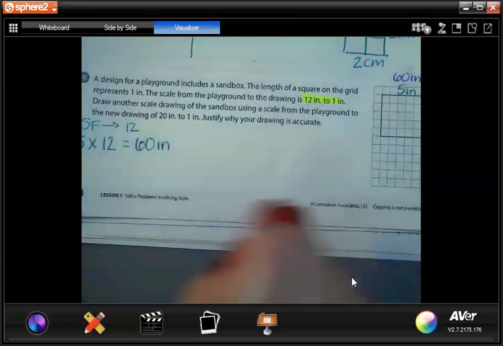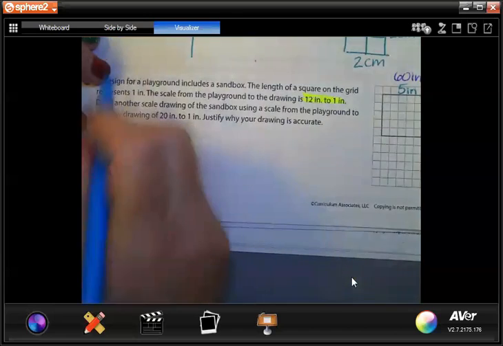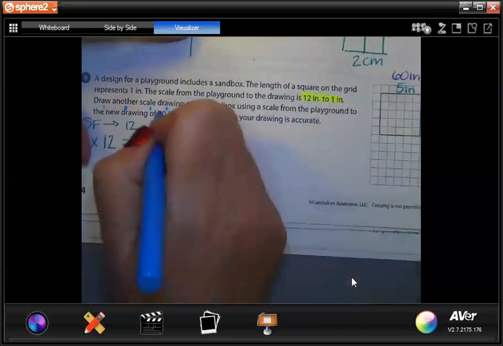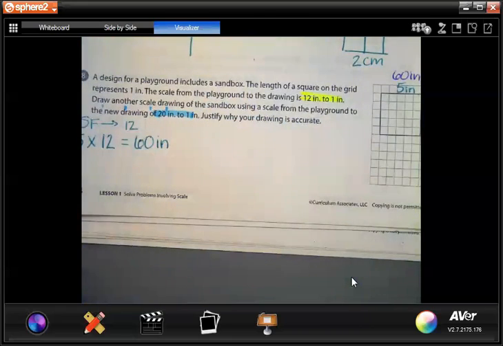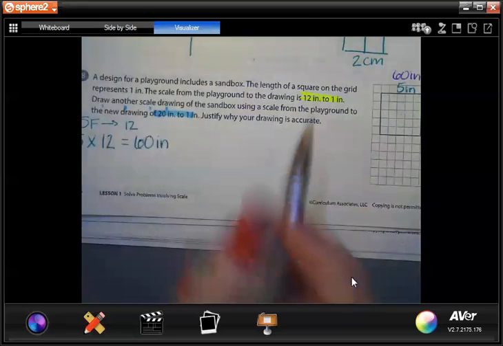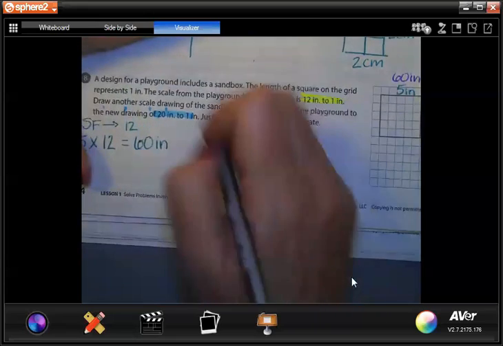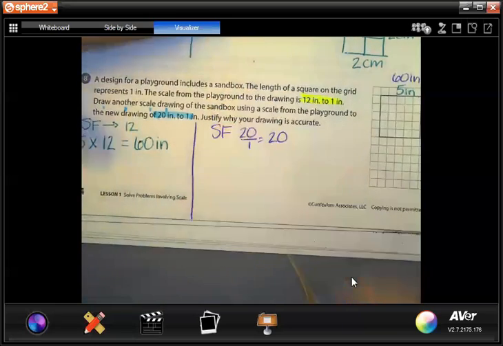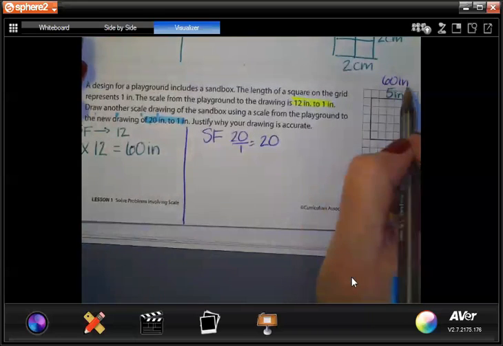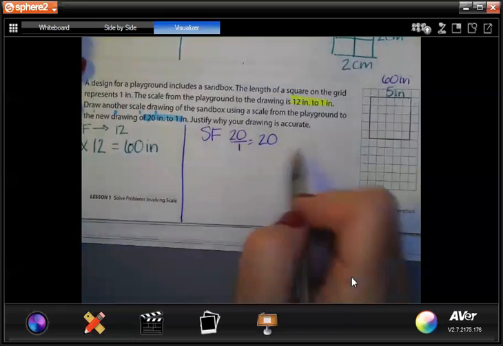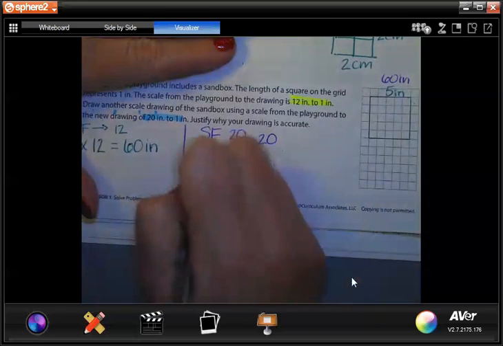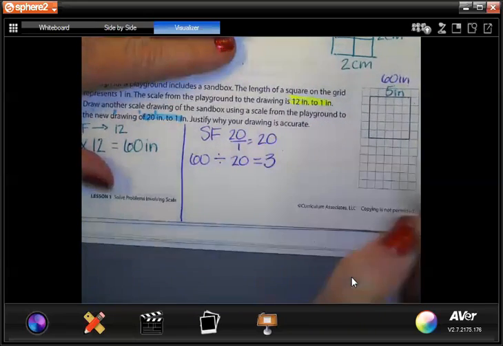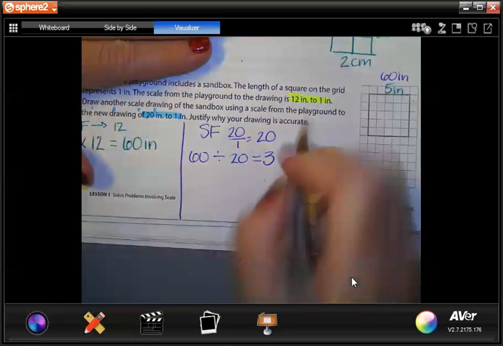Now it says we're going to draw another scale drawing of a sandbox using the scale 20 inches to 1 inch. So we're going to use a new scale drawing with a scale factor of 20 over 1, which is 20. Now, if this side is 60 and our new scale drawing is 20 to 1, we're going to take that side and divide it by 20. And so we find out that the new length is going to be 3 inches.